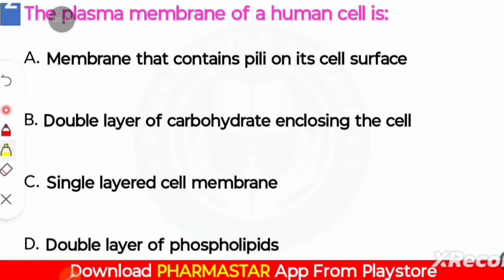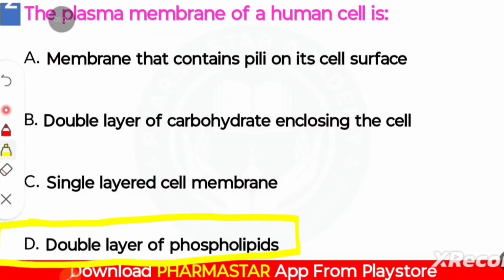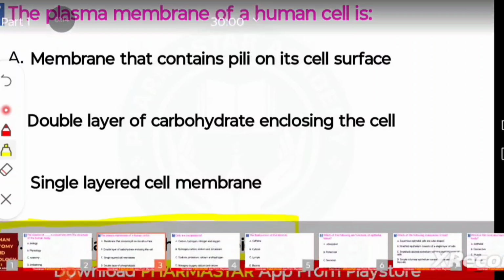Second, the plasma membrane of a human cell is option A membrane that contains pili on its cell surface, B double layer of carbohydrate enclosing the cell, C single layered cell membrane, D double layer of phospholipids. The correct answer is option D. The plasma membrane consists primarily of a phospholipid bilayer, embedded proteins, cholesterol and carbohydrates, acting as a selective barrier. Next question.